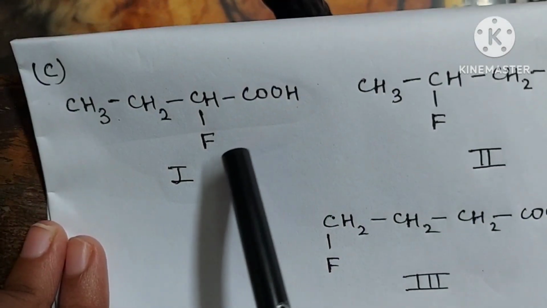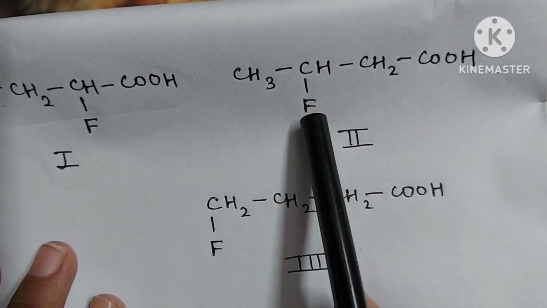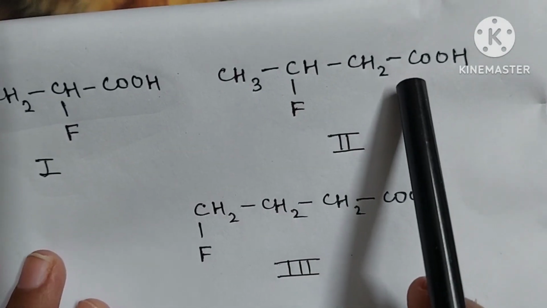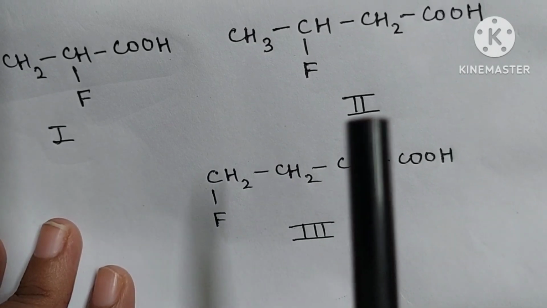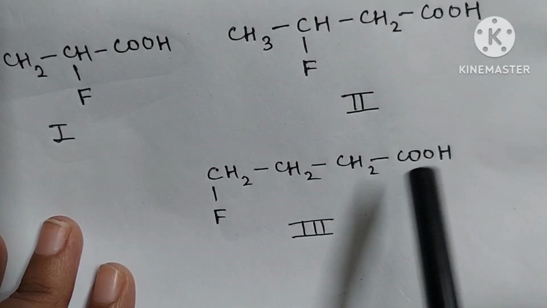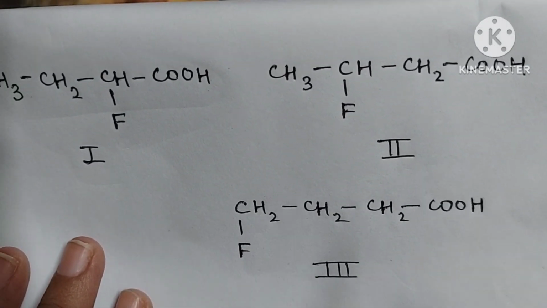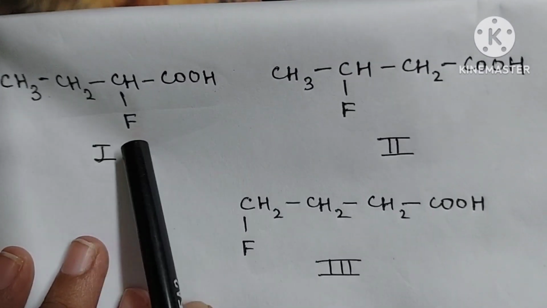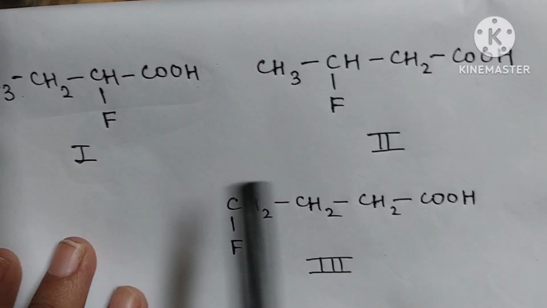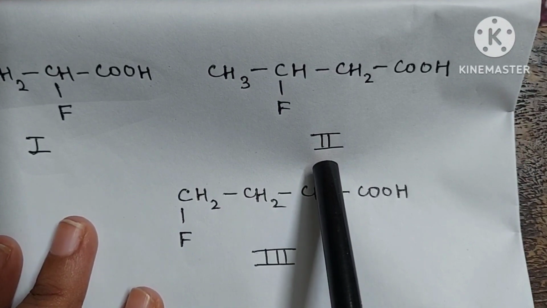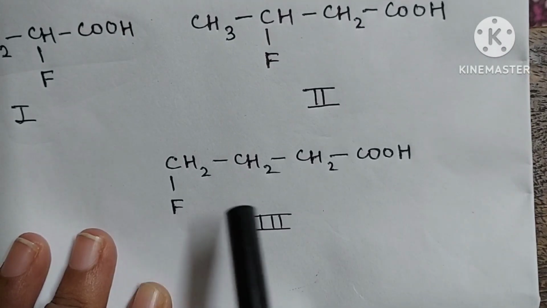So in the first compound it is very near to the carboxyl carbon, in the second compound it is a bit far from the carboxyl carbon, and in the last structure it is farthest from the carboxyl carbon. And the concept that I have told you, plus I and minus I effect decrease with distance. So here the I effect will be greatest in the first compound, slightly less in the second, and in the third compound the I effect will be the least.